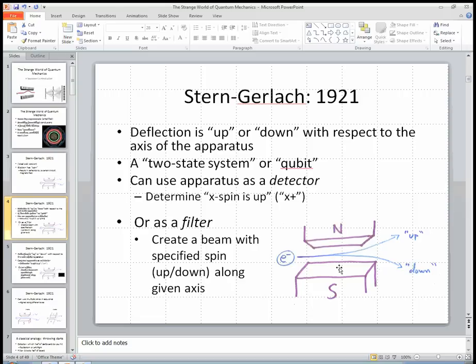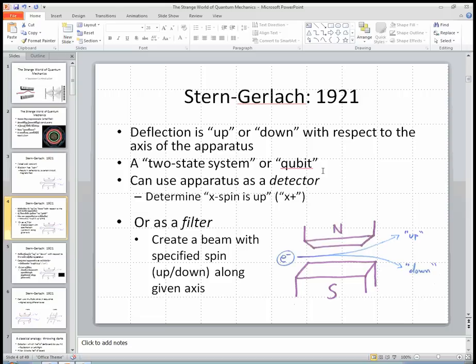I'm not going to talk about quantum computing per se right now, but if we did, this would be the start of that talk, where this is called a quantum bit or a qubit, something that can basically take two different states. So here's what we can do with this kind of apparatus.